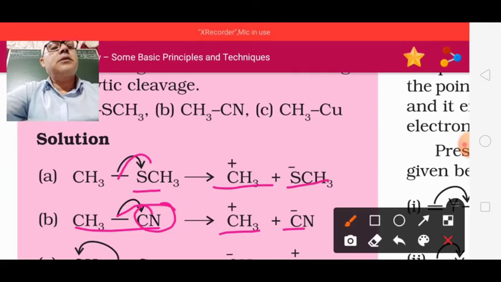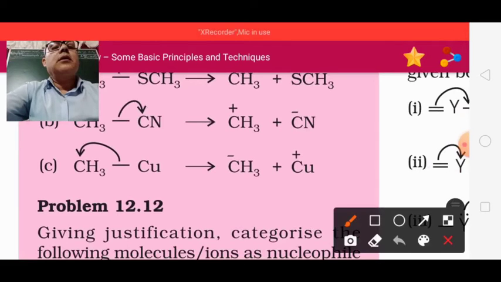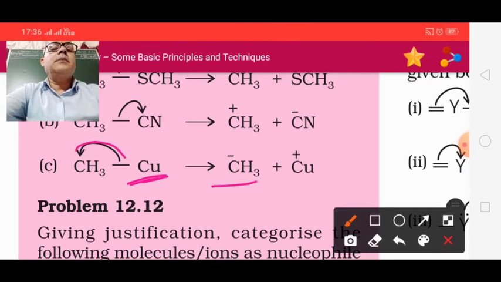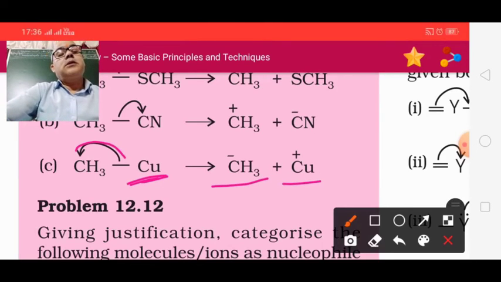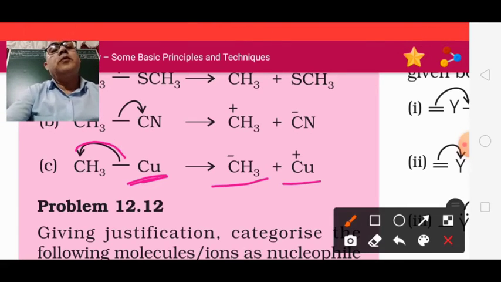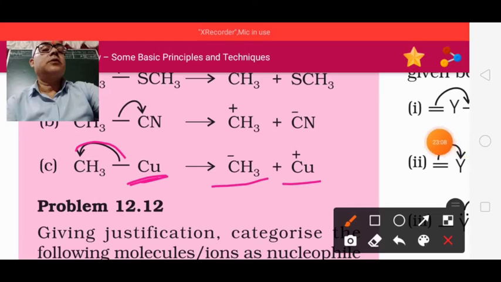Now in the next, look here, copper is a metal, therefore it is positively charged, so the electron will move toward the carbon, and here will be carbanion formation and copper positive ion. Okay, this is the movement of electron. It means in heterolytic cleavage, electron always moves from more positive to more negative. Now we will see the next question.